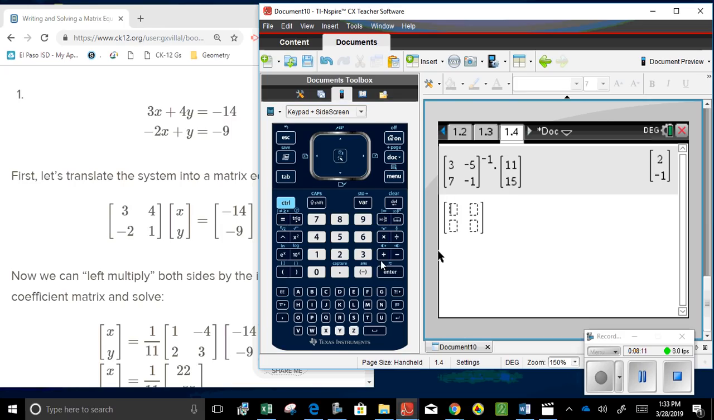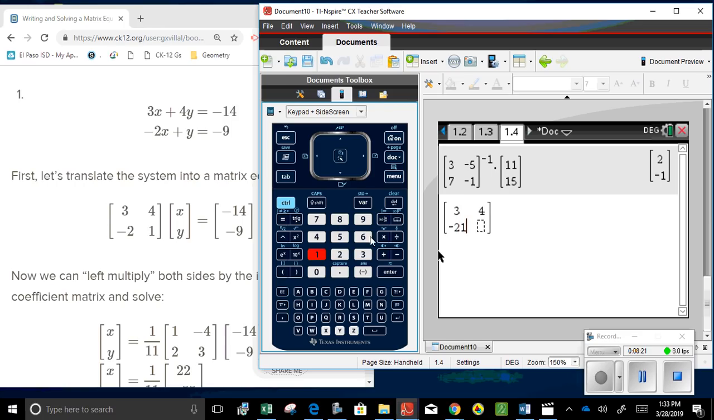Let's type the numbers in. 3, tab, 4, tab, negative 2, tab, 1. Then press tab. Then I need the inverse of this matrix, so it's to the power of negative 1. I could press enter if I wanted to, but I'm not going to. Tab, and then I need the other matrix.